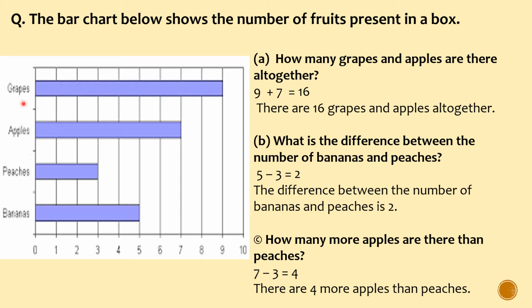So we have grapes. How many grapes are there? You can check it out by these lines. There are 9 grapes. And how many apples are there? There are 7 apples. How many peaches are there? There are 3 peaches. And how many bananas are there? 5 bananas. Okay, fine. So part A is asking how many grapes and apples are there altogether.